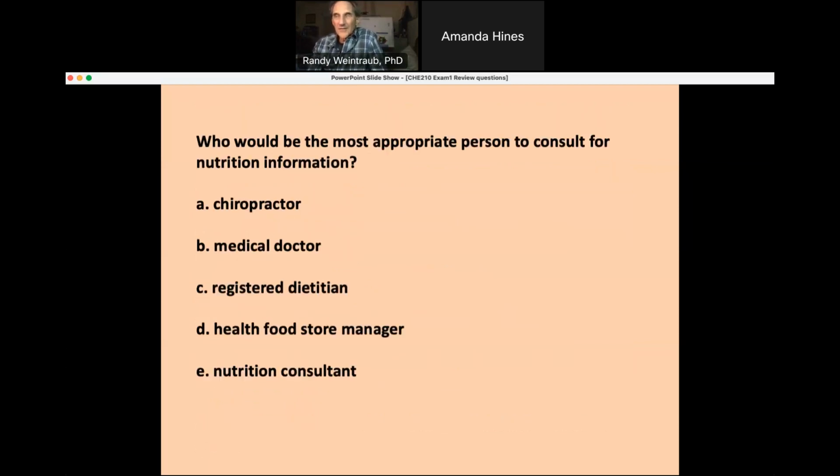Appropriate person for nutrition information might be best, most appropriate. It might be the dietitian. Now, you might think medical doctor. Well, it may not be the case. Medical doctors, depending on where they've gotten their training, may not have had any formal nutrition education, and they might have learned it on their own. They might be very good at it, but the registered dietitian really has the most formal training.